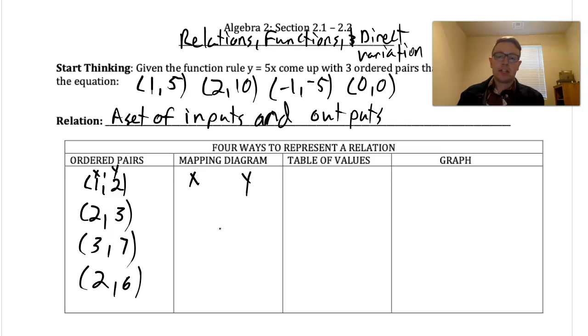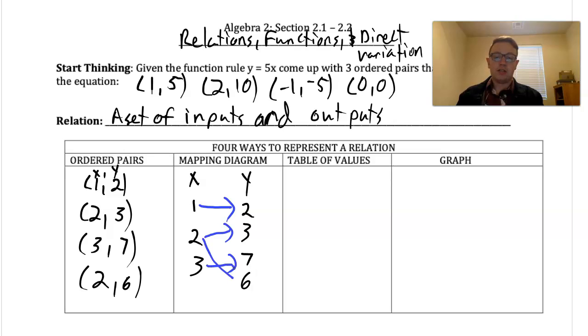Another way we can show this is mapping diagrams. This is where we take all our x's and all our y's. We say, what x's do we have? Well, we have 1, 2, and 3. And what outputs do we have? We have 2, 3, 7, and 6. Then with a mapping diagram, we say, which one of these x's goes to which y? 1 goes to 2, 2 goes to 3, 3 goes to 7, and 2 also goes to 6.